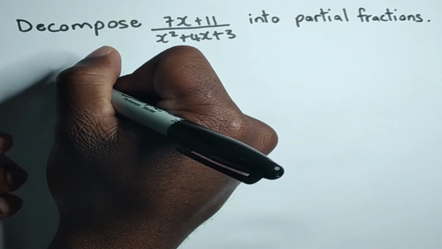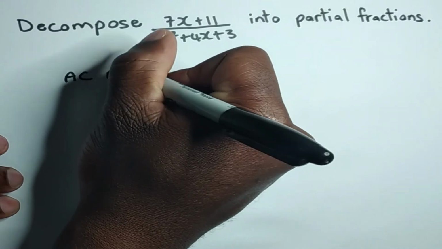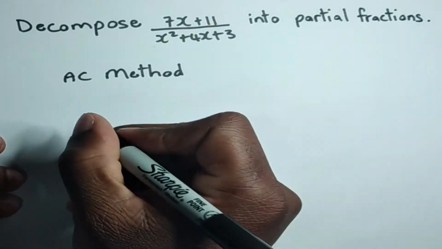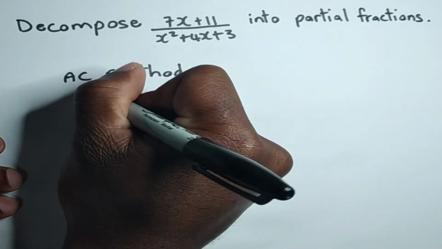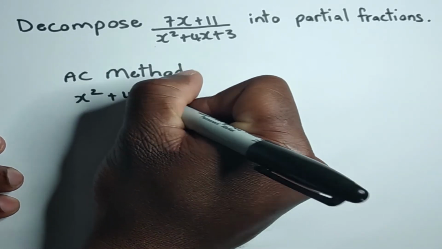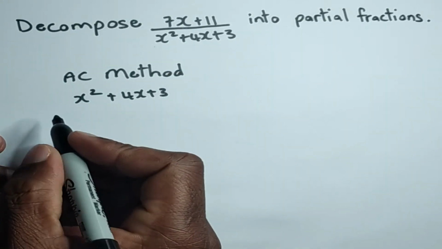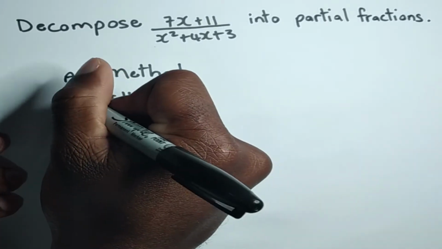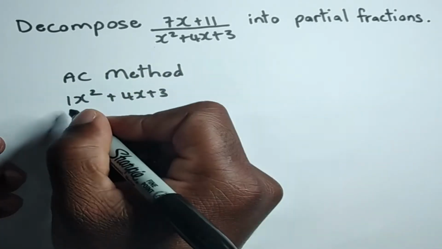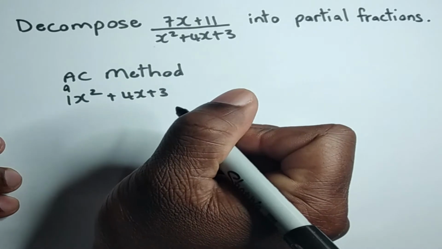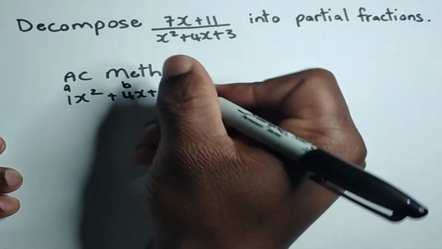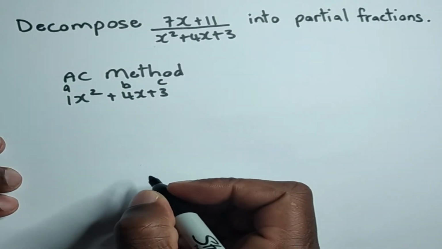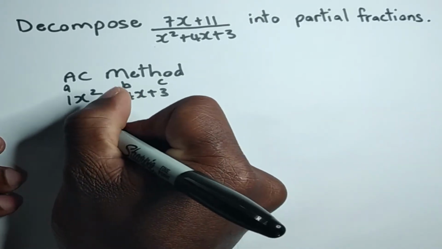I'm going to take the shortcut, so I'm going to use the AC method to factor this. Let me rewrite this, x² + 4x + 3. According to the AC method, we first multiply a times c. The coefficient of x² is 1, which we call a, the coefficient of the x term is b, and the constant, which is 3, is c.